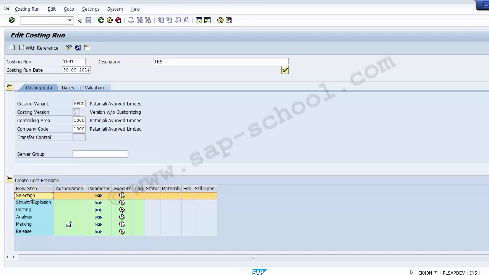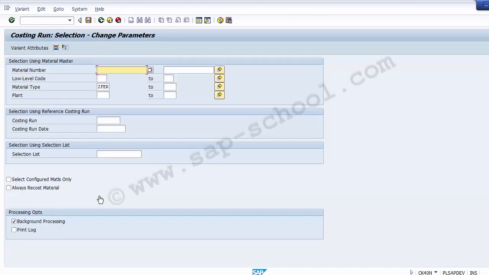Each step requires you to enter parameters and then save and then execute. For example, if I move on to this parameter in the selection part over here, you can see in this third column there is a parameter. If I click onto this arrow mark over here, it will take you to the next screen. So you can see the next screen is there where you need to fill in the parameters which you want to execute for.